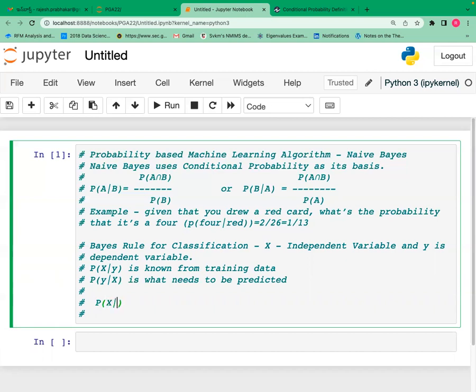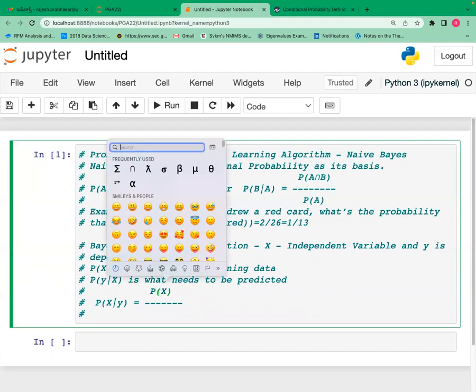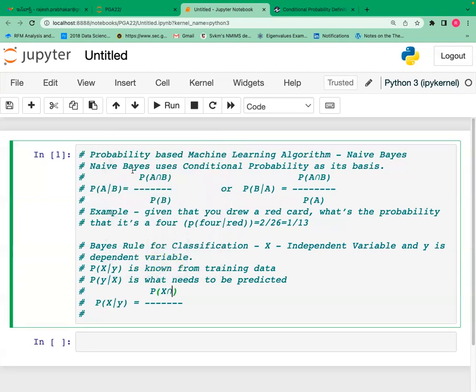Probability of X given Y is equal to probability of X intersection Y divided by probability of Y. Now this is what we call probability of evidence. Probability of evidence given outcome.